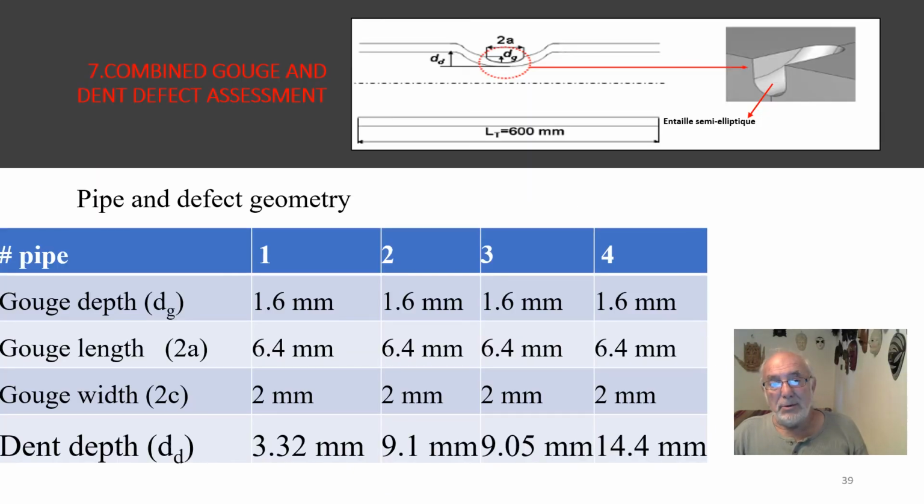Now we are looking at a combined gouge and dent defect assessment. For this, we use different defects. One particularity is that the gouge depth is constant for all the geometries, the gouge length also, but it is only the dent depth which is different. We have 3.32 mm for the lowest value dent depth until 14 mm.